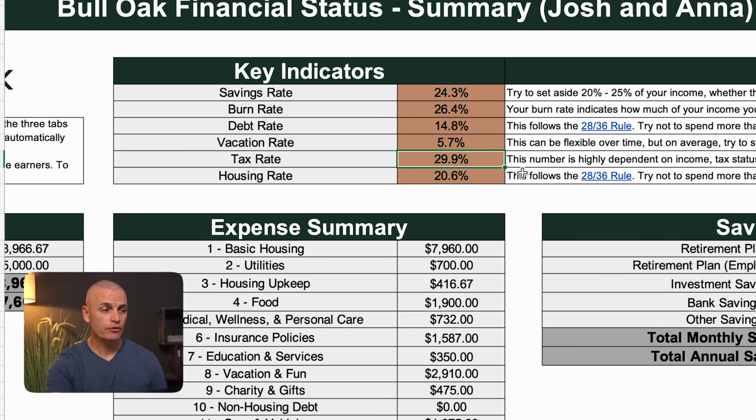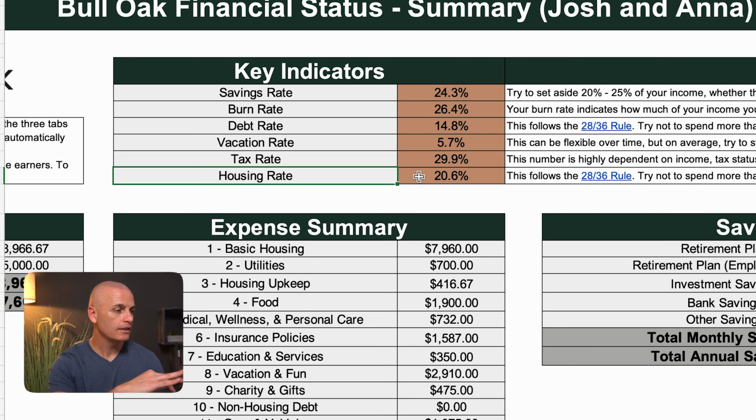Next is their tax rate. So not too much that you can do here aside from just some really smart tax planning. Their tax rate's about 30%. They're pretty high income earners, so their tax rate is pretty high, especially in the state of California.